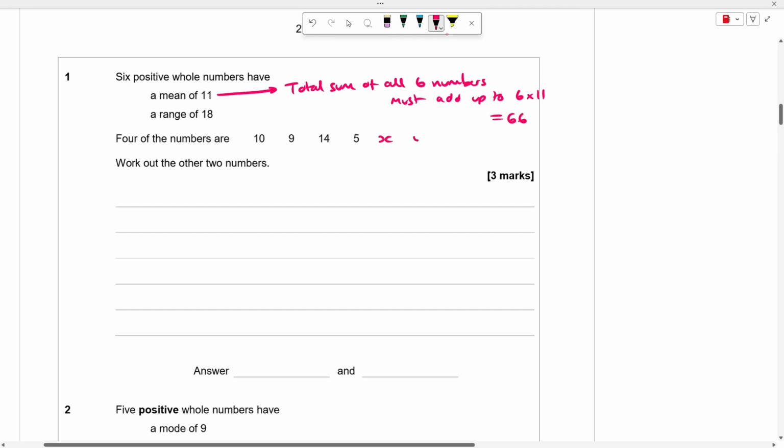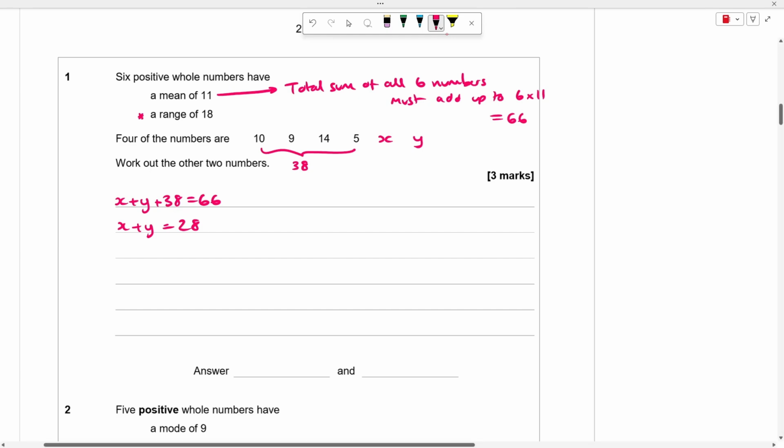So if I call the two numbers that I'm wanting to find x and y, then what I know is that, if I add up all the numbers that I do know, which add up to 38, then x plus y plus 38 equals 66, which means then that x plus y equals 28. So what I'm looking for are two numbers that add together to give us 28.